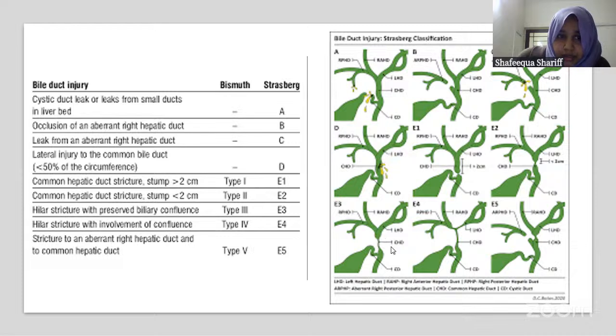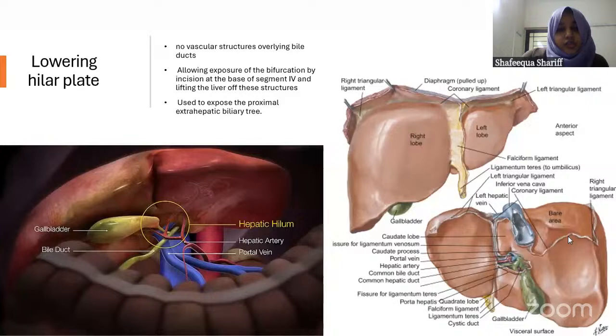And so when the hilar structures are preserved by the confluence, it is type E3. But when the hilar system is involved, it is type E4. So when the stricture involves an aberrant right hepatic duct and the common hepatic duct, it is type E5. So type C is the answer for that question.